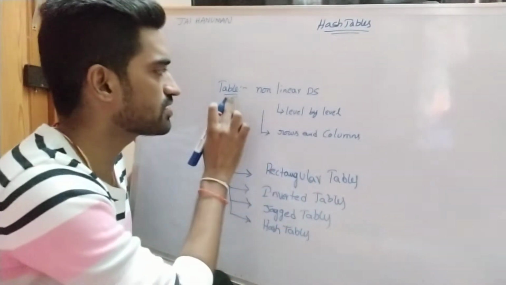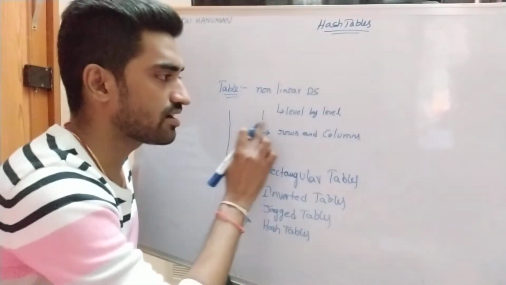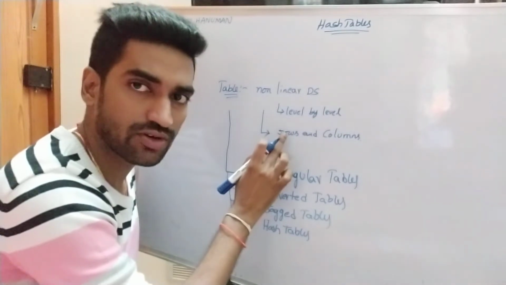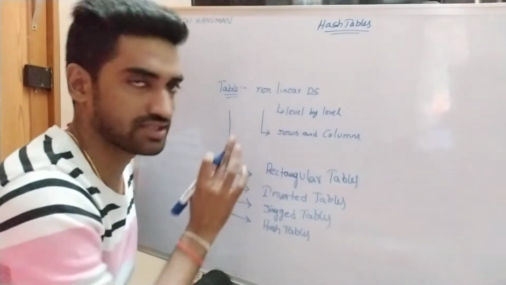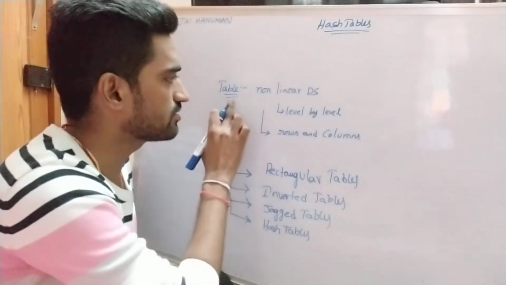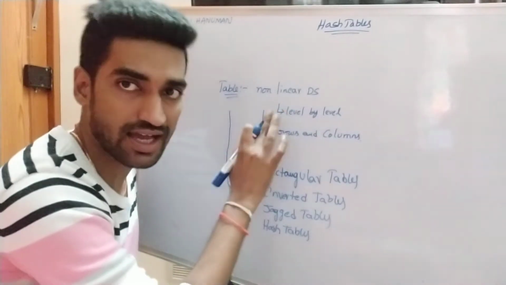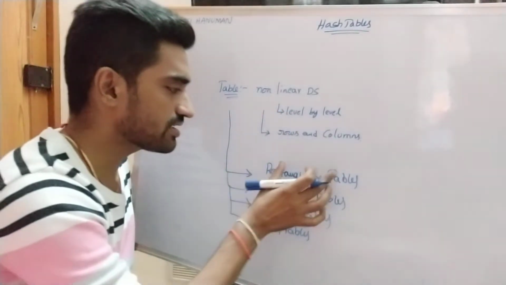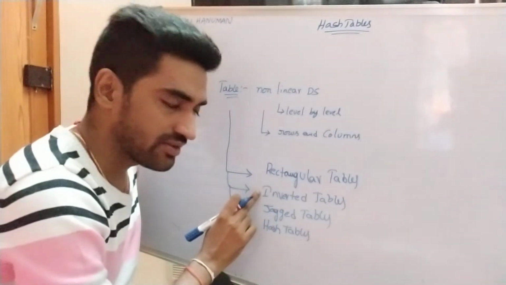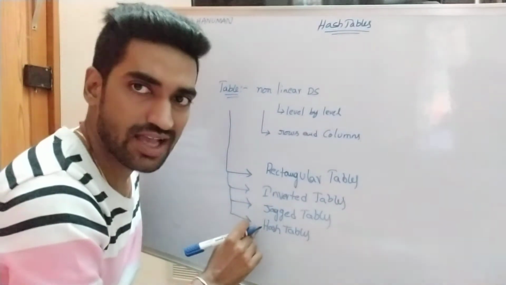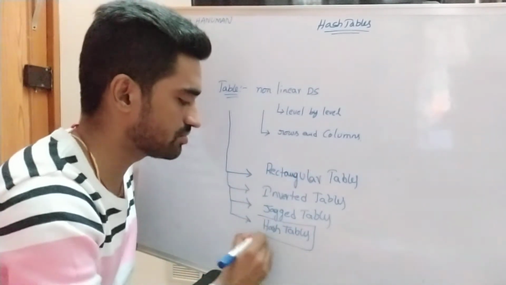What is the main purpose of tables? Tables are the non-linear data structures that organize the data in the form of rows and columns. So that is the main purpose of tables, right? The entire data organization can be done in a level by level manner or hierarchical manner. So data structure supports four types of tables: rectangular tables, inverted tables, jagged tables, hash tables. In this session we are mainly concentrating on hash tables.